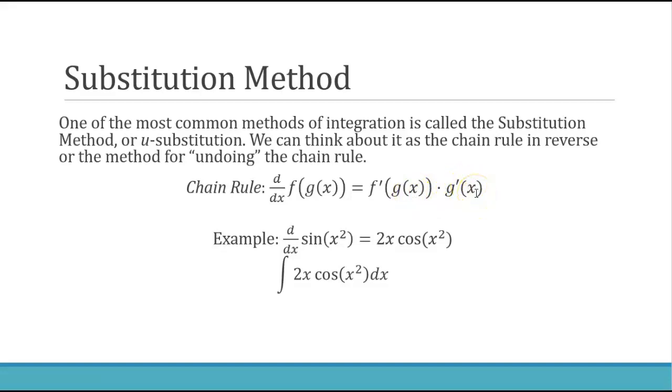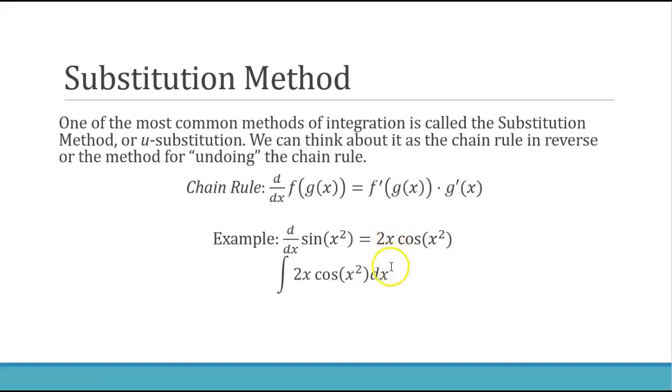So what we want to start to think about is that in the integrand, we are going to have the result of the chain rule. So we're going to have f prime of g of x times g prime of x in the integrand of an indefinite or definite integral. So for example, if I took the derivative of sine of x squared, well, by the chain rule, that would be cosine of x squared times 2x.